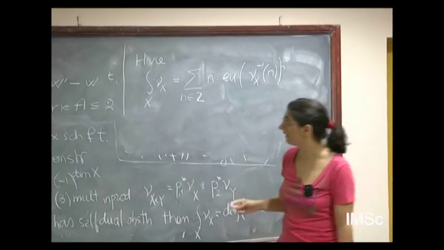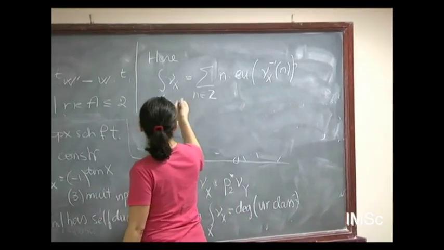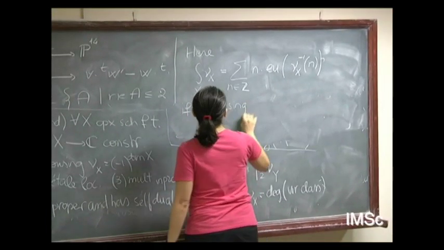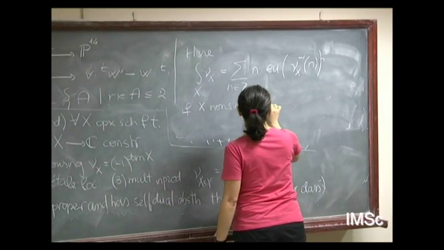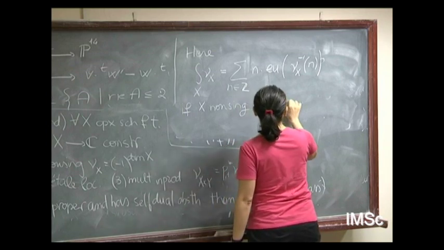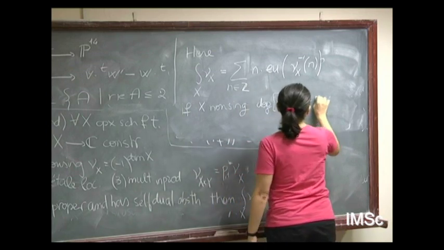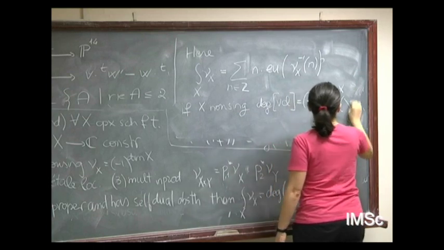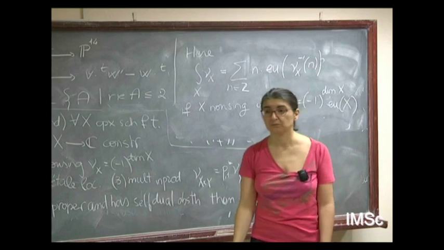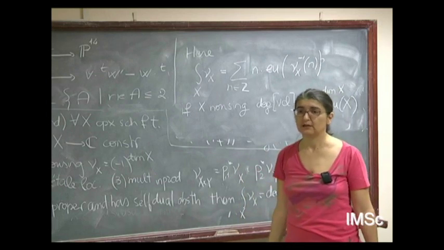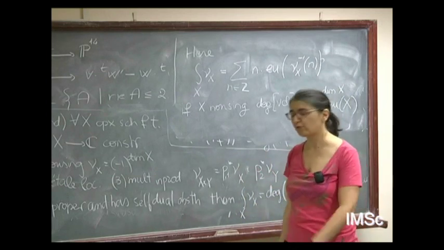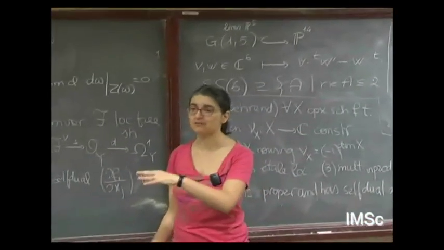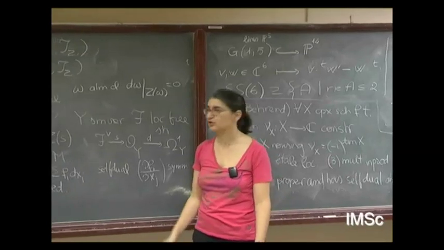So in particular, if X is non-singular, then the degree of the virtual class is (-1) to the dimension of X times the Euler characteristic. And using this and some work, you can prove the result. One can prove at least a point-wise version of the MNOP conjecture.